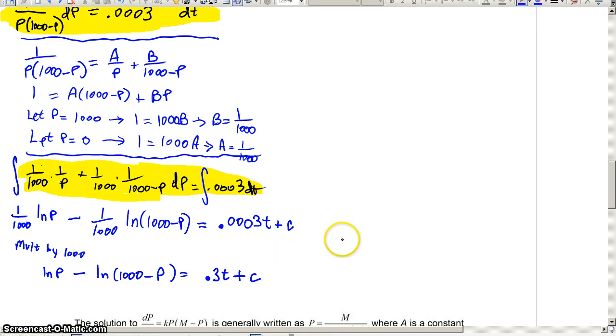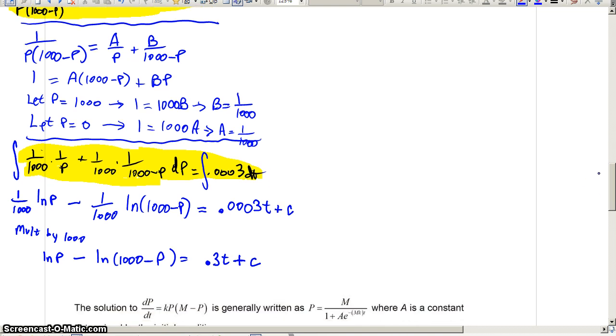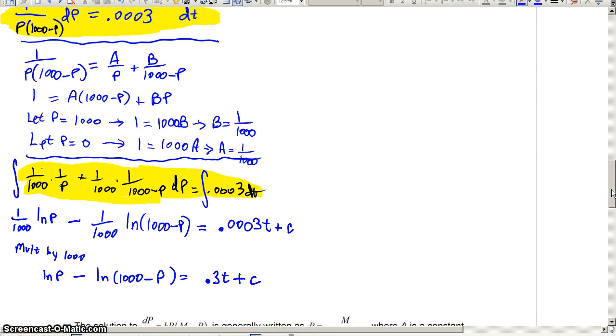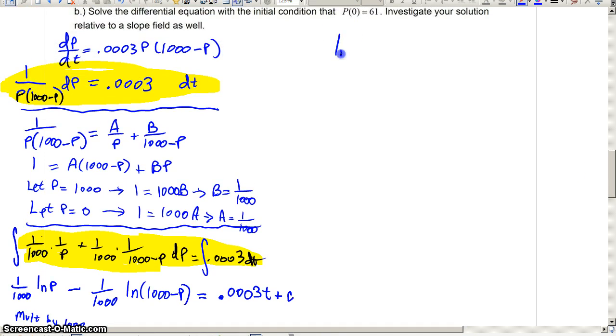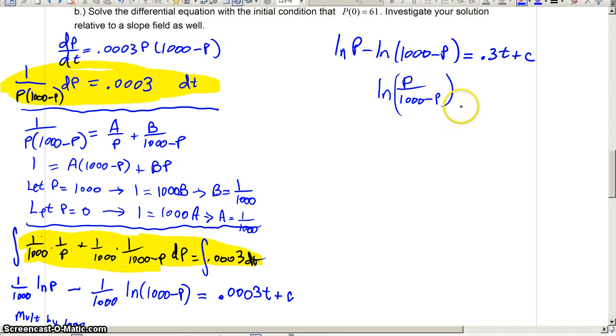So I'm going to bring this up to the top here. We're going to recopy this problem and continue working. So we've got the natural log of p minus the natural log of 1,000 minus p, equal to 0.3t plus a constant. And here's something kind of clever we could do right now: use a property of logarithms. This would be really nice. This would become the natural log of p all over 1,000 minus p. When you have a subtraction of logs with a common base, you may write them as the logarithm of the quotient of those arguments.